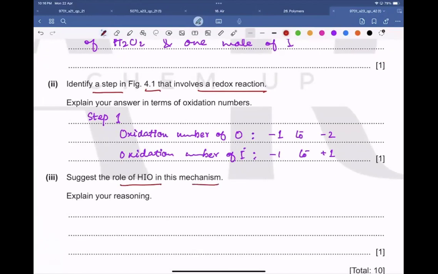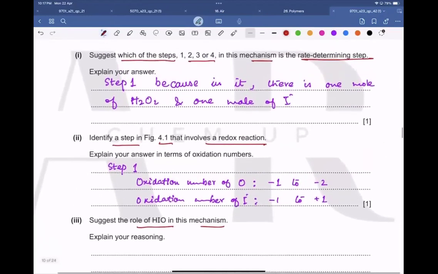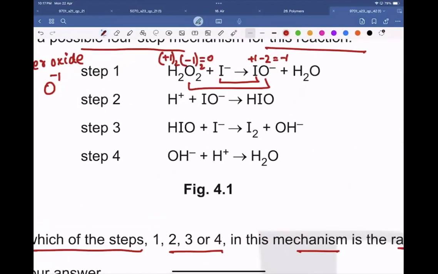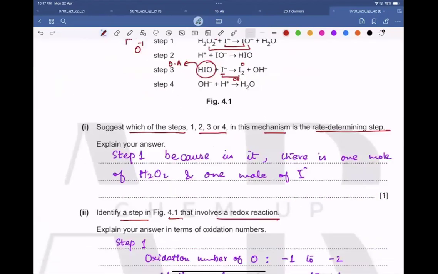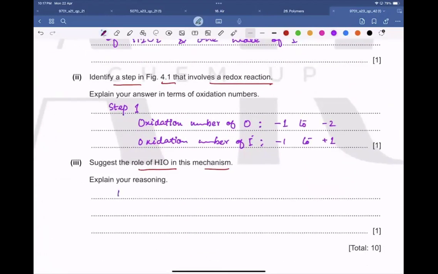Now, what is the role of HIO negative in this mechanism? If you see, this iodide is becoming 0, so it's undergoing oxidation. So the role of HIO is an oxidizing agent, as it oxidizes iodide to iodine. Is this clear?